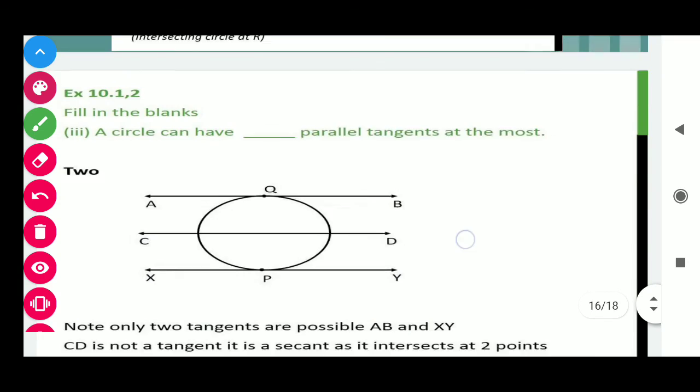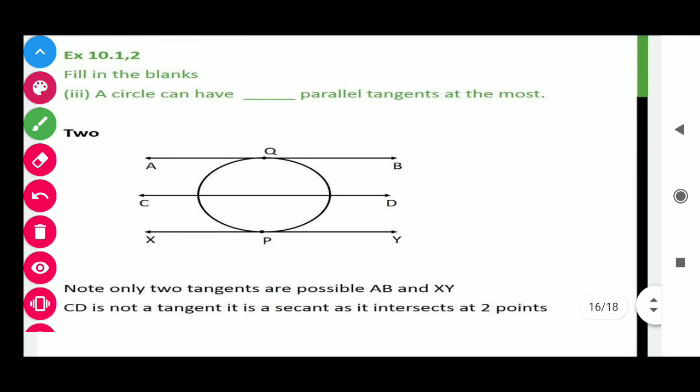Now, here we have a similar question that we have already done. Fill in the blanks. A circle can have parallel tangents at the most.